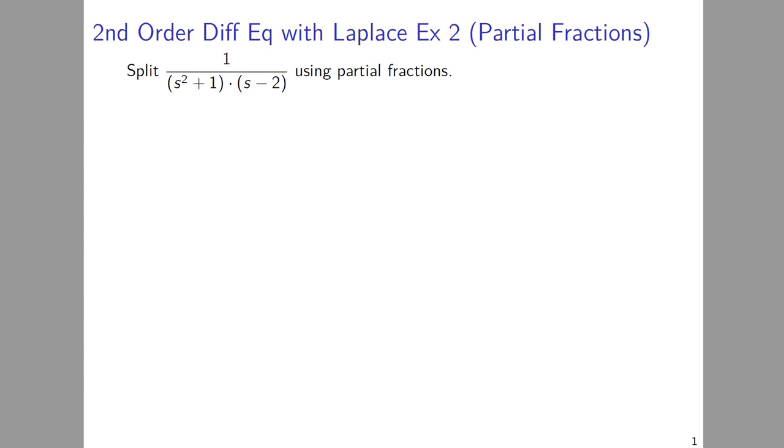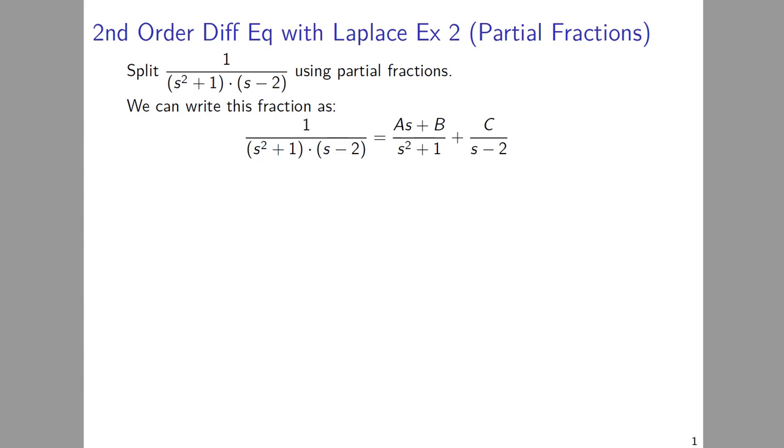When we make this partial fraction split where one of the factors is quadratic, then we'll write 1 over (s squared plus 1) times (s minus 2) as a sum of two fractions where the denominators of our two fractions are s squared plus 1 and s minus 2, the two factors in the original fraction. The difference here is that the numerator of our term with s squared plus 1 in the denominator is going to be as plus b, whereas the numerator for our other term will be c, as in the other example we looked at.